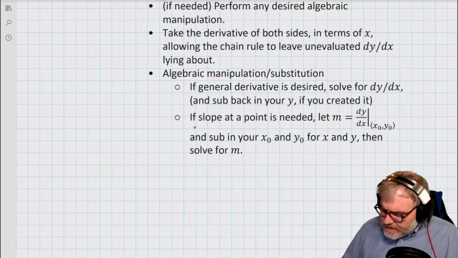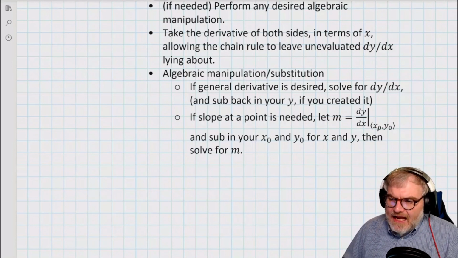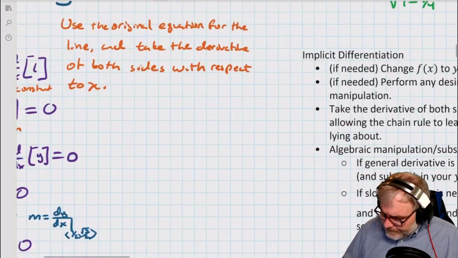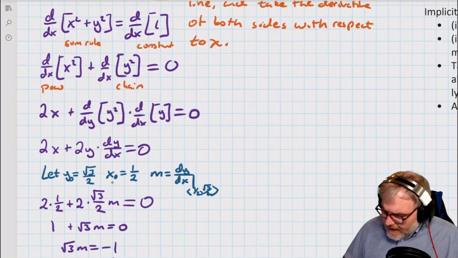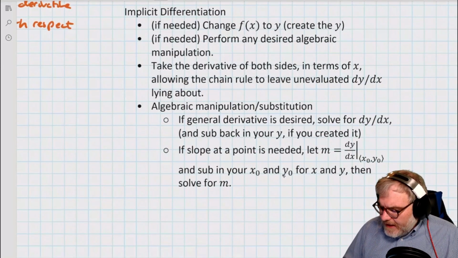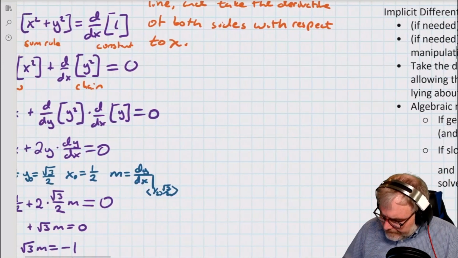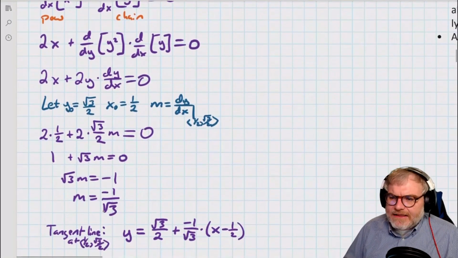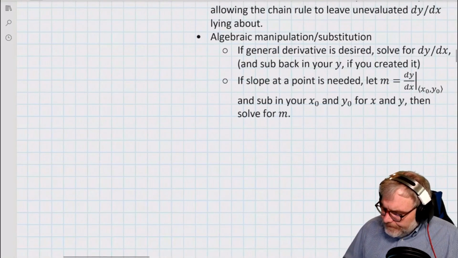So what I did was, if a slope at a point is needed, I let m equal dy over dx at x naught, y naught, which is what I did right here. And then I subbed in my x naught, my y naught for x and y, and I solved for m, which is exactly what I did here. So these are your steps.